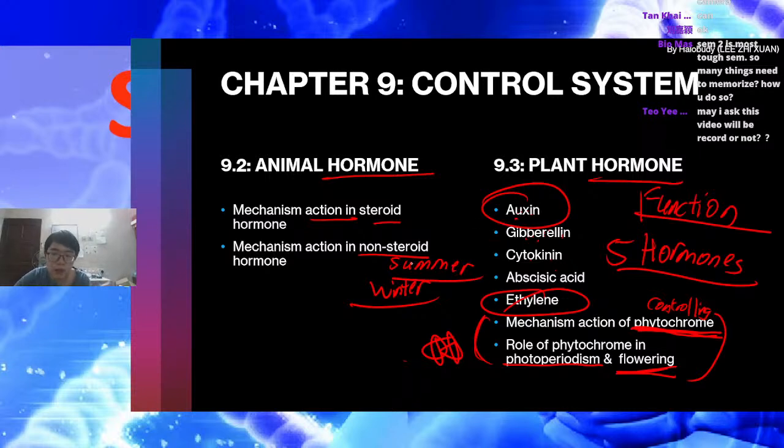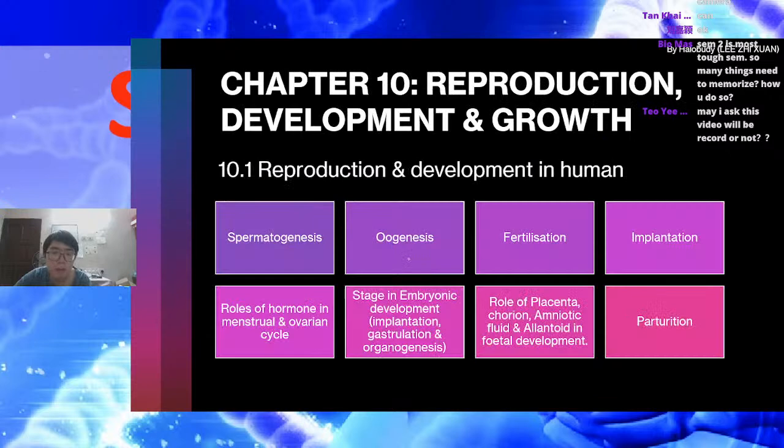Okay, so this chapter is done. I will proceed to chapter 10, chapter 4. This chapter is the longest chapter because it involves 3 topics: reproduction, development and growth. MPM combined these 3 topics into one chapter, so it is really long. But since you learned much of it in SPM, you don't need to go deep.